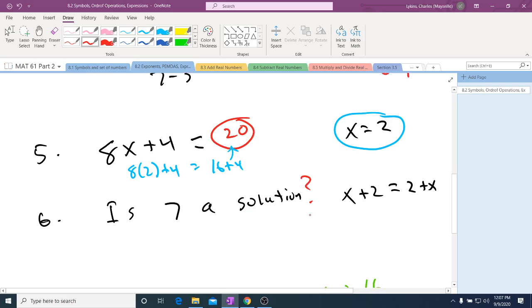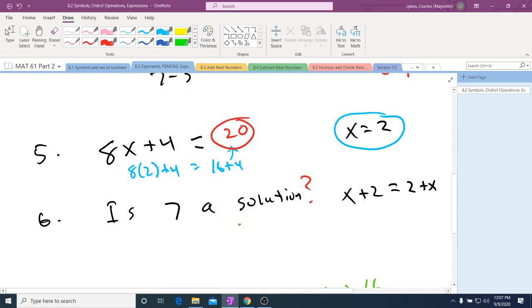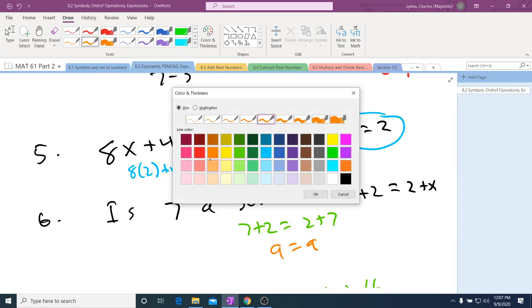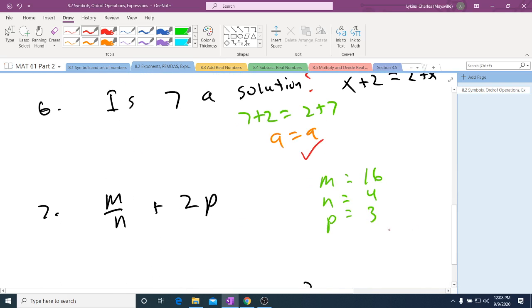Next I can ask, okay, is 7 a solution of x plus 2 equals 2 plus x? Well, let's put our 7 in. 7 plus 2 equals 2 plus 7. That gives us 9 equals 9. And since both sides of the equal sign are 9, that is a true statement. Now, if one of these was not a 9, maybe it was like a 10 or a 12 or something, or even a negative 9, they both have to be the same to be a solution. If they're anywhere different, it's not a solution.